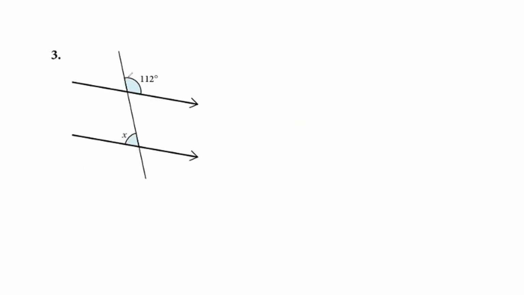For the third one, this is 112, right? So this also will be 112 because that is a corresponding angle. Now we have to find this. These two make supplementary angles, 180. X is equal to 180 minus 112. That will give you 68, right? So X is 68.